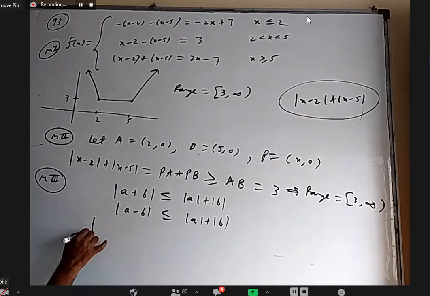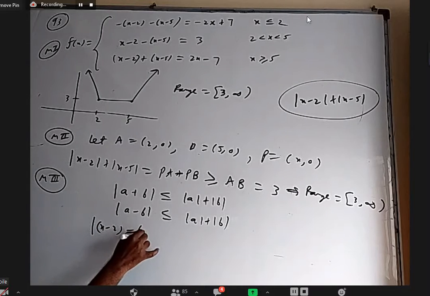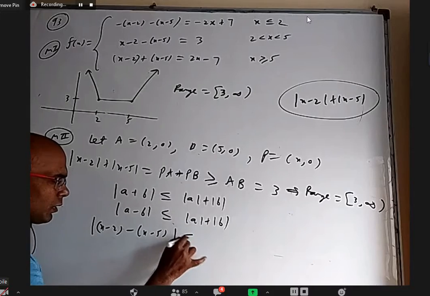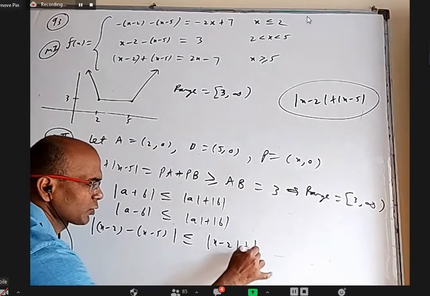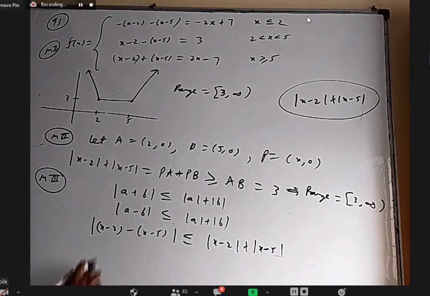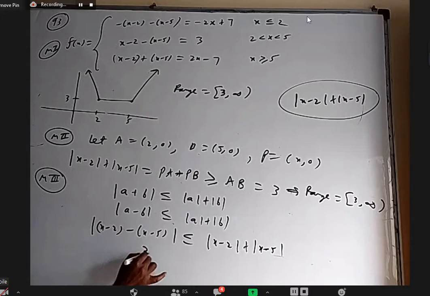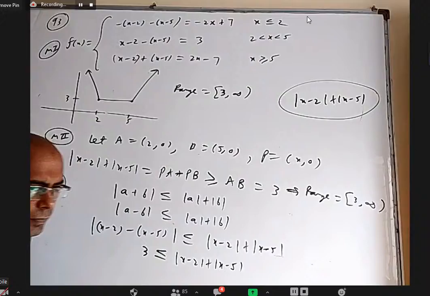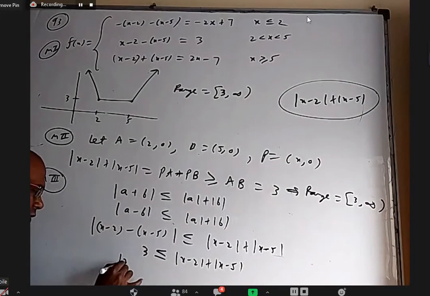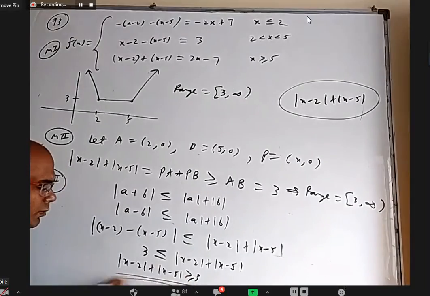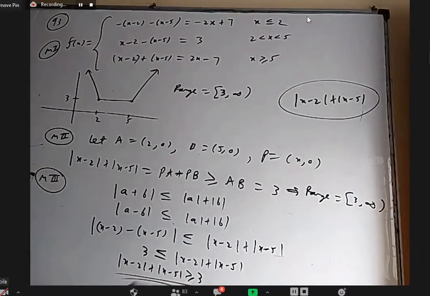That A I will take as x minus 2. B I will take as x minus 5. Less than or equal to mod x minus 2 plus mod x minus 5. This is 3. So 3 is less than or equal to mod x minus 2 plus mod x minus 5. If I reverse the whole thing, mod x minus 2 plus mod x minus 5 is greater than or equal to 3. So range is 3 to infinity.